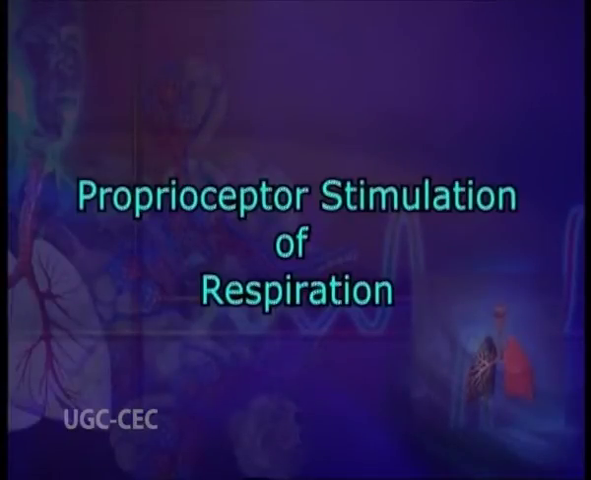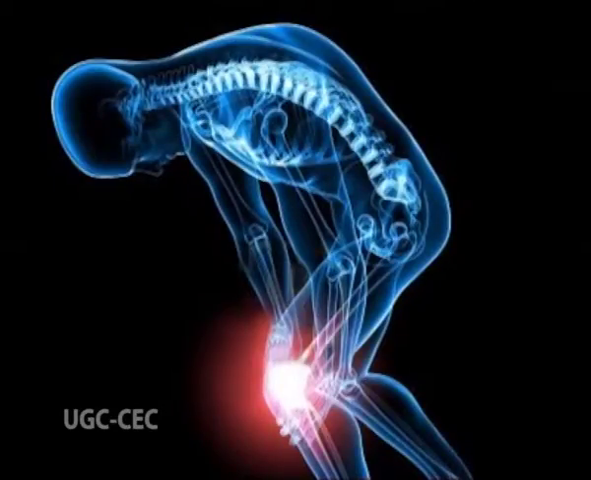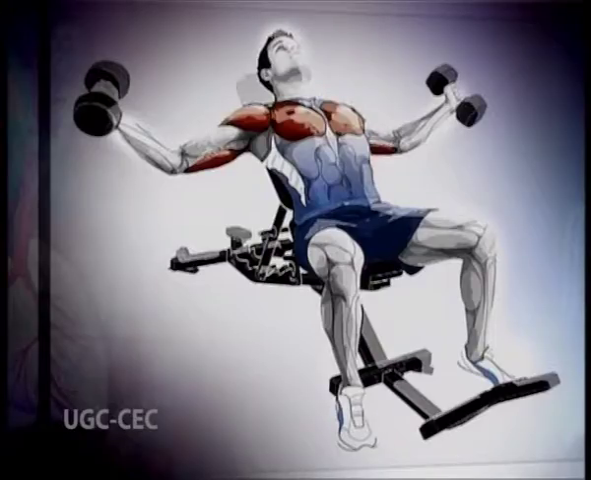Proprioceptor stimulation of respiration. Proprioceptors are sensory organs in muscles, tendons and ligaments that are sensitive to movement of joints and muscles. As we start exercising, our respiration rate and depth increase even before changes in PO2, PCO2 or H plus level. The main stimulus for these quick changes in respiratory effort is input from proprioceptors. The proprioceptors stimulate the inspiratory area of the medulla oblongata.